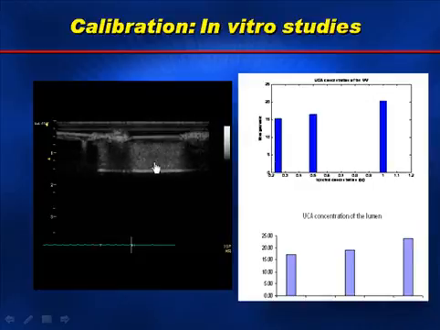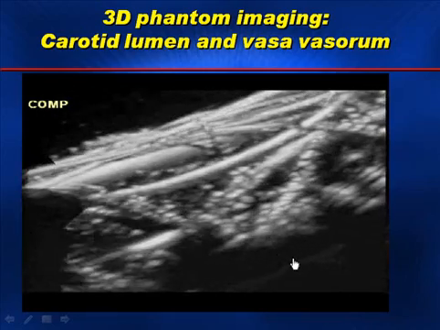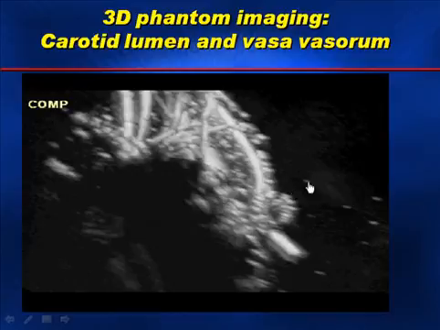What you see on the left slide is flow through the plastic tubing in the lumen, and if you notice in the upper left, you'll see the small vessels flowing through the vasa vasorum. In a series of calibration studies, we noted that as the contrast concentration increased, so did the video image in both the lumen and the vasa vasorum. As we began to develop this model, we are now using 3D imaging of the vasa vasorum and lumen.